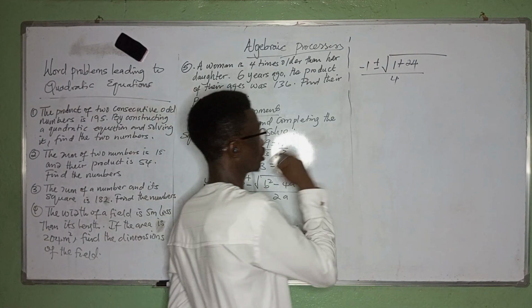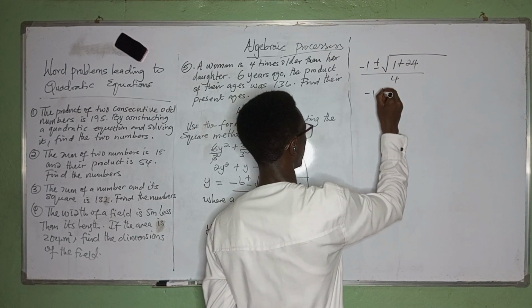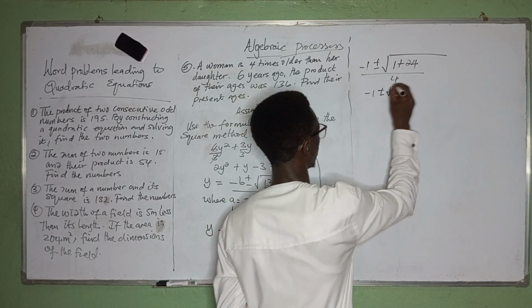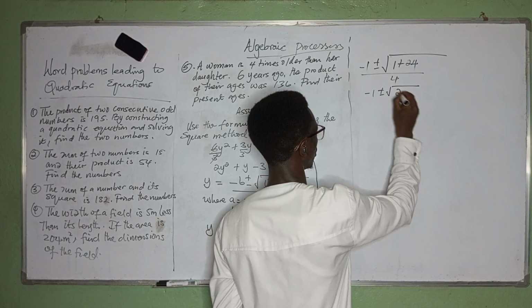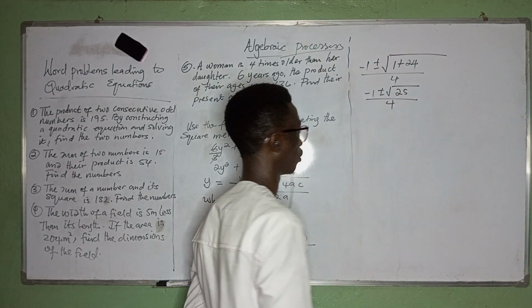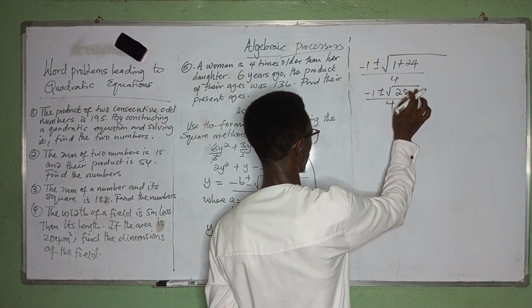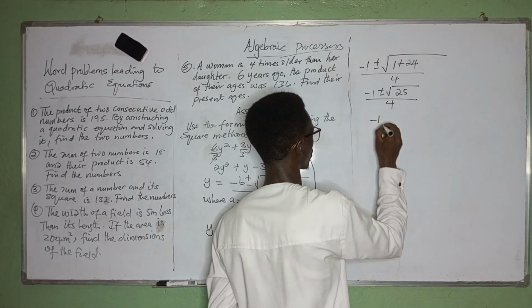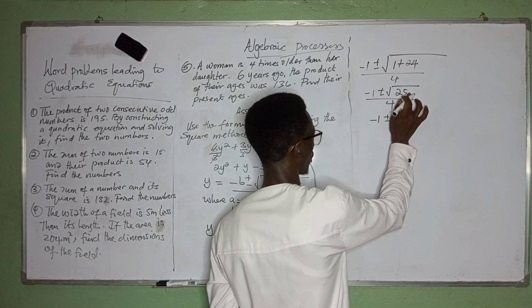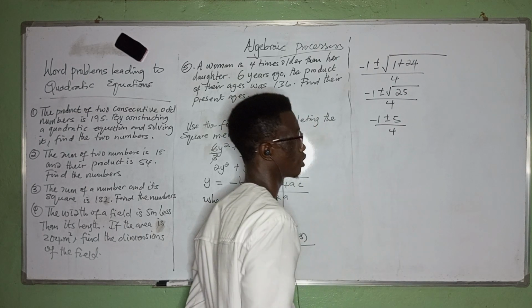Now the next thing we have to do is add these. So we have minus 1 plus or minus the square root of, if you add this, 25 divided by 4. The next thing is to find the square root of this. So this gives you minus 1 plus or minus the square root of 25, which is 5, divided by 4.